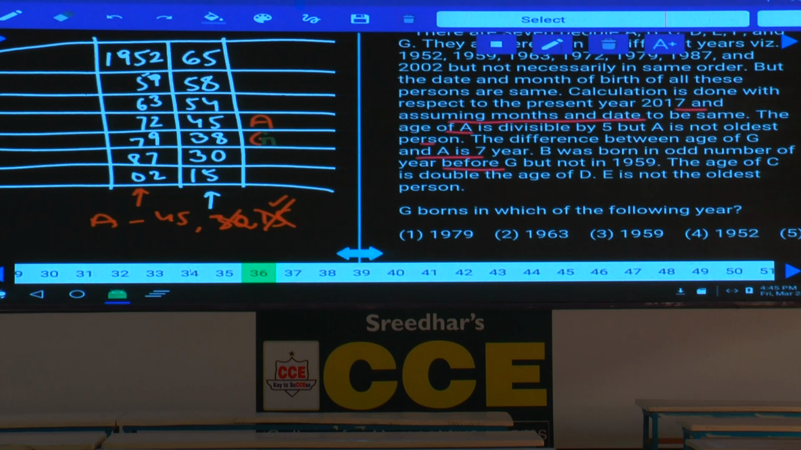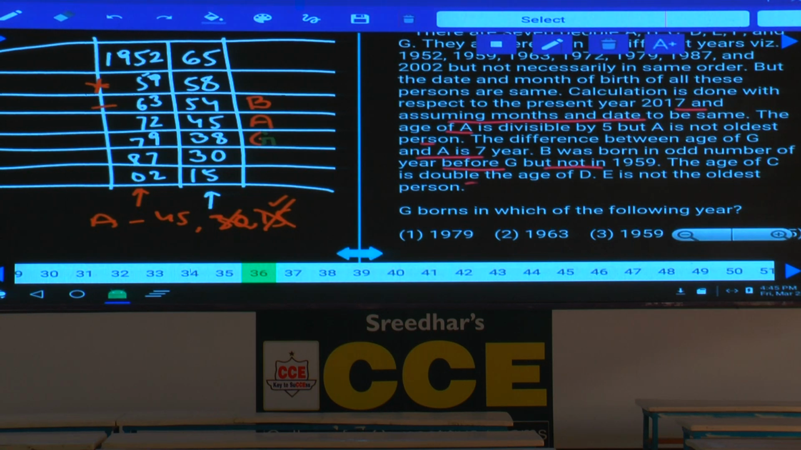Before G, the odd number year could be 63 or 59, isn't it? There are only 2 odd number years before this G, out of which 1959 is ruled out. If 59 is ruled out, then B must be born in the year 1954. Done with this? B was born in an odd number year, that is 1963, and not in 1959.